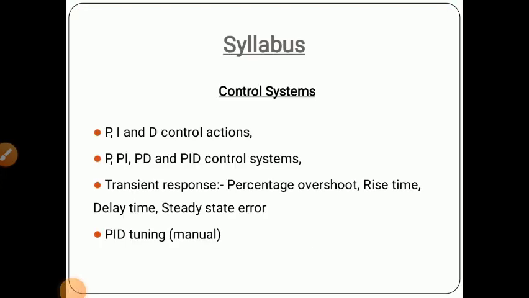So the syllabus of control system is like this. We need to understand here P, I and D control actions. These are three different control actions that we have to understand. Then we need to understand P, PI, PD and PID control systems, so a combination of these we have to study. Then we need to study transient response, that is percentage overshoot, rise time, delay time, steady state error, the transient response of a control system. And what is PID tuning, that we have to study.